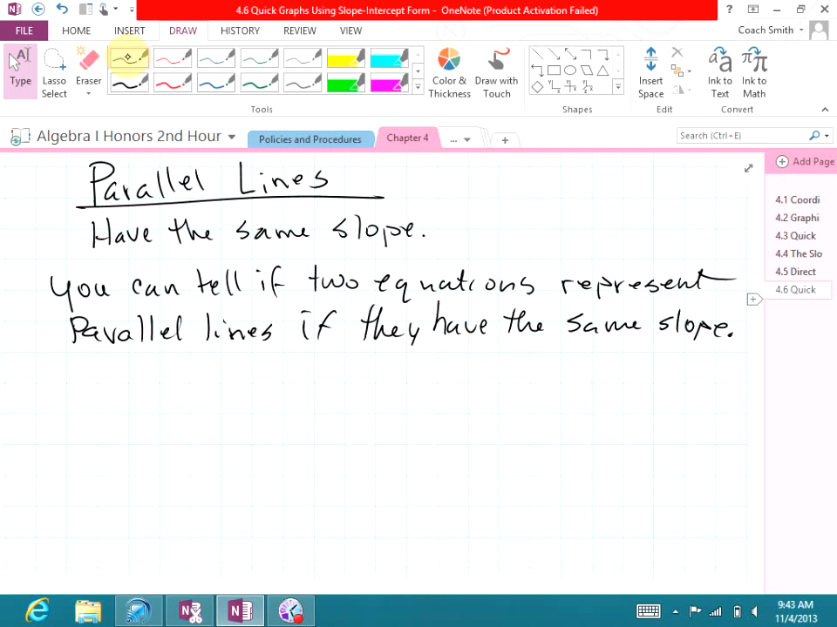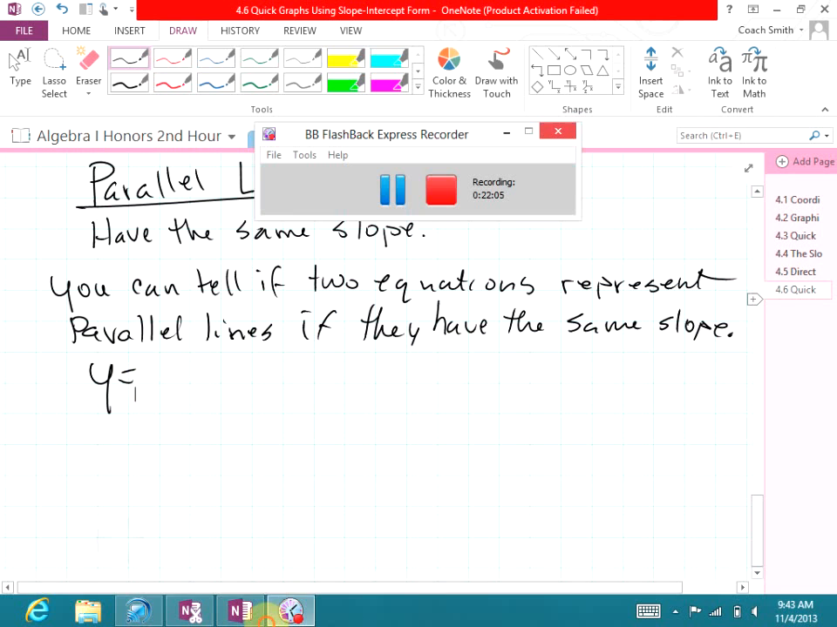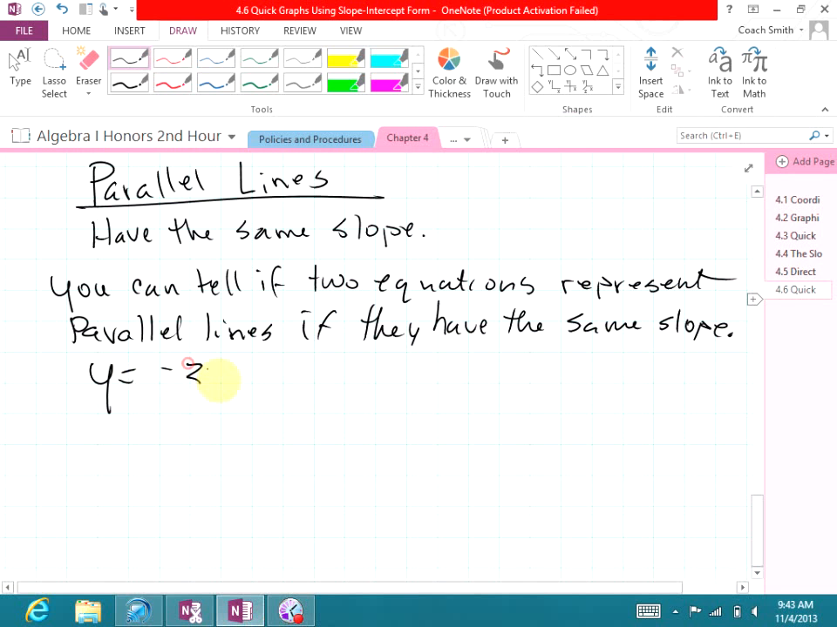If I have y equals negative 3x plus 2, and then I have y plus 3x equals negative 4. We want to know if those two equations are parallel. We don't have to graph them. All we have to do is get them both in slope-intercept form.